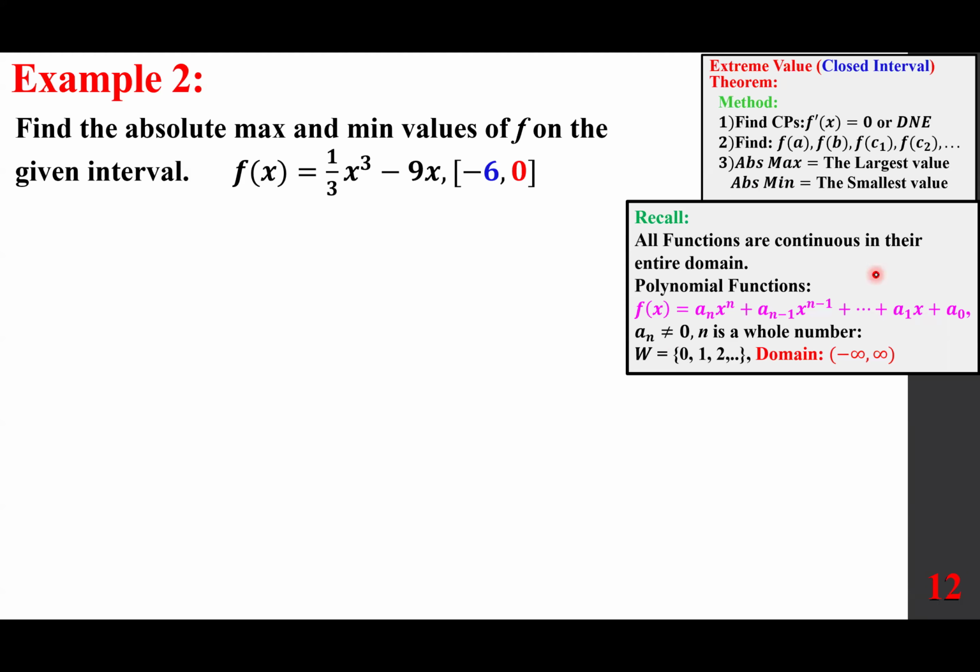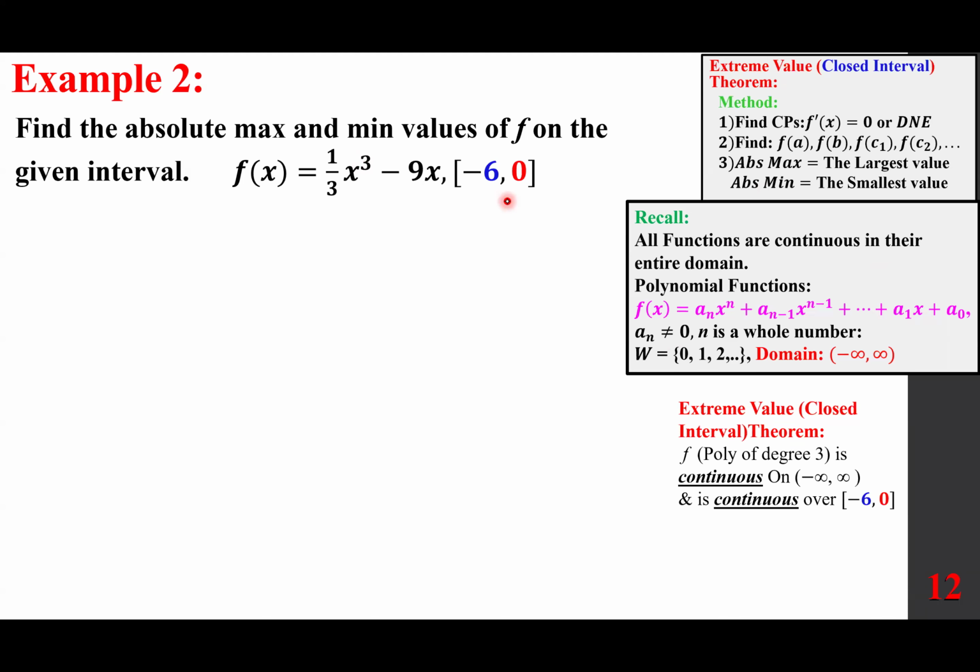So this is a polynomial of degree 3. That makes it continuous from negative to positive infinity, therefore in the given interval. So f is a polynomial of degree 3, continuous on negative to positive infinity. That means that's the domain, and therefore it is continuous in the given interval. Now we can move on with the process.